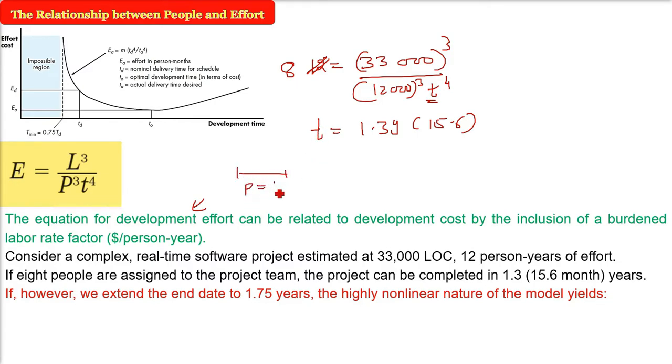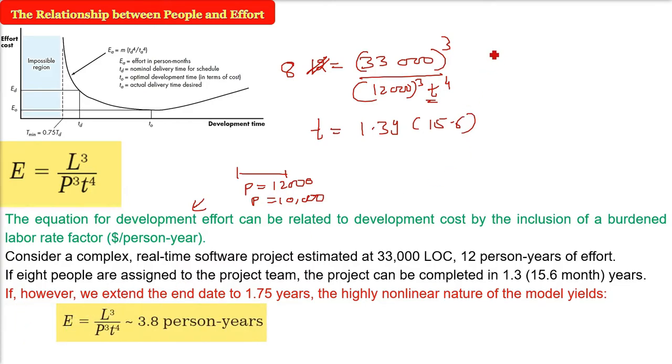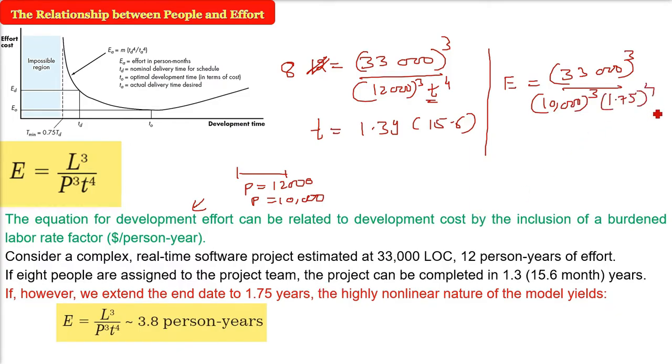This is a highly non-linear nature of the model. What will it give? Now I'm stretching, so I have to use P as 10,000. You can calculate. I'm just writing the equation now. The effort will be L is 33,000. P I'm taking as 10,000 because we have stretched it. Change the time: 10,000, and time is 1.75 to the power 4. When you compute it, the effort in person years will come as 3.8.